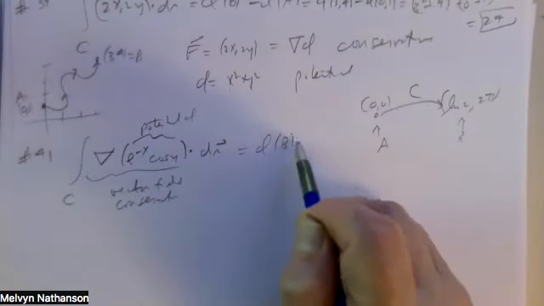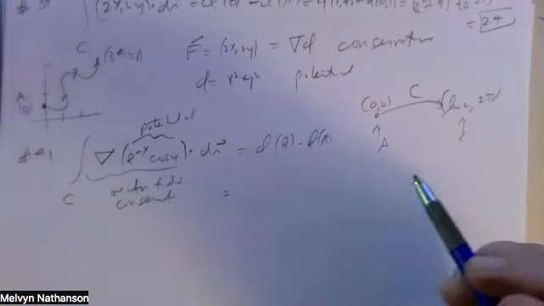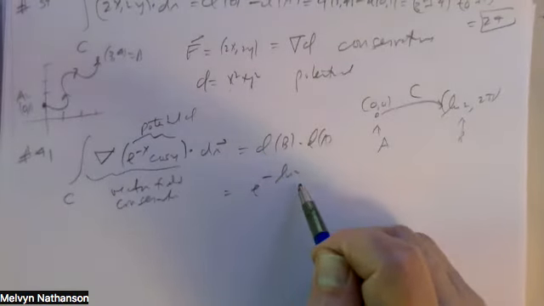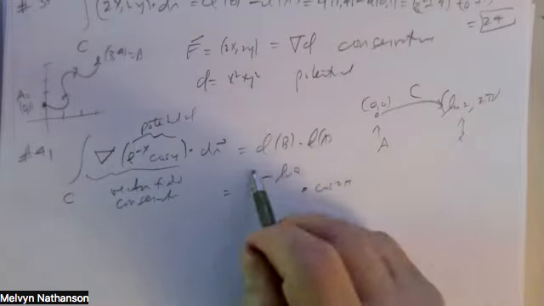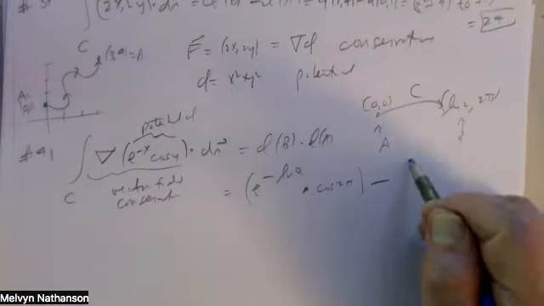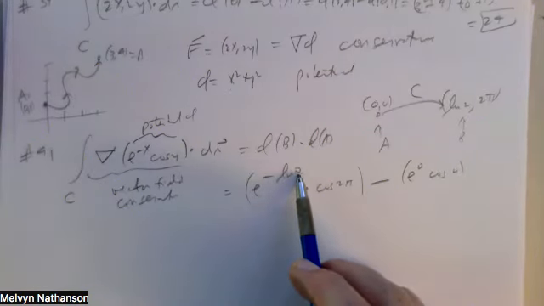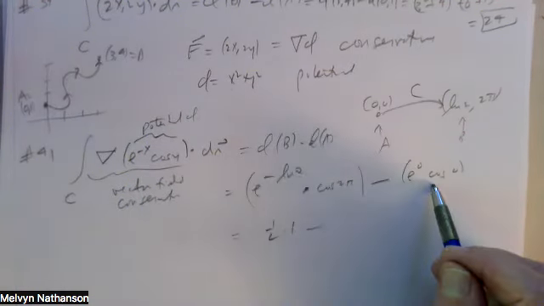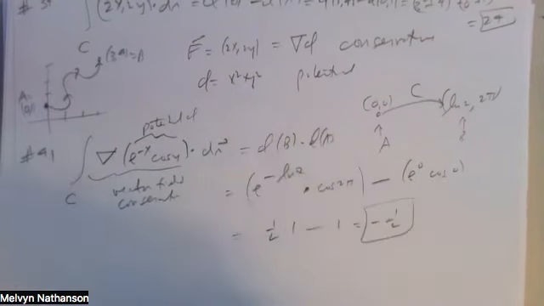This is simply going to be phi of B minus phi of A. Phi of B, this is e to the minus x cosine y. So e to the minus log 2 cosine 2 pi minus phi of 0, 0, e to the 0 cosine 0. E to the minus log 2 is a half, cosine of 2 pi is 1. E to the 0 is 1, cosine 0 is 1. A half minus 1 is minus a half.